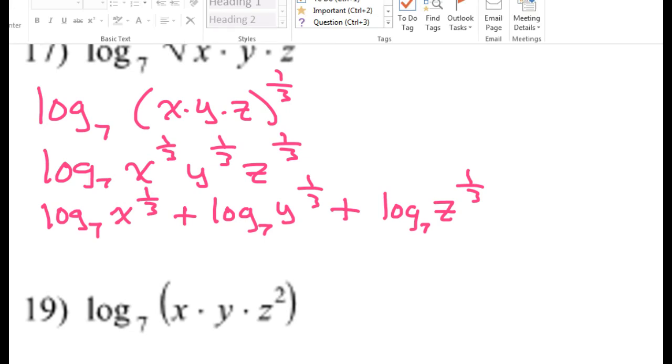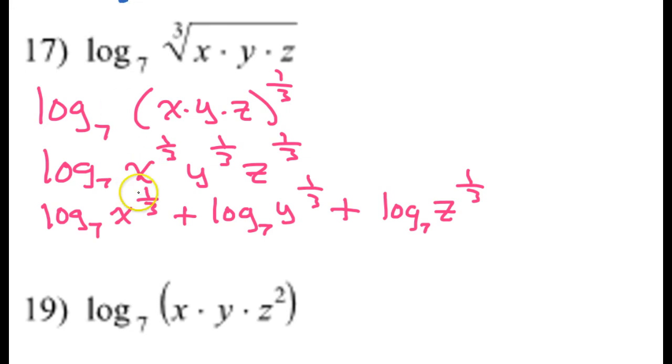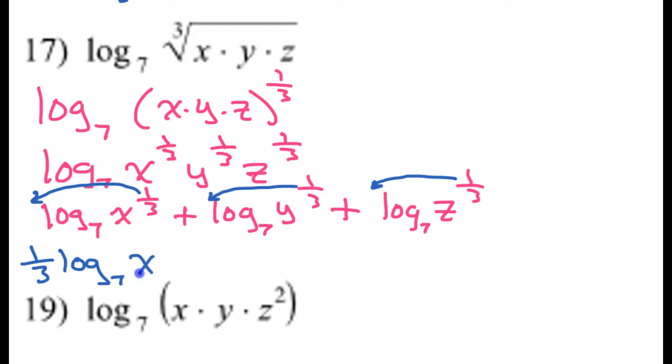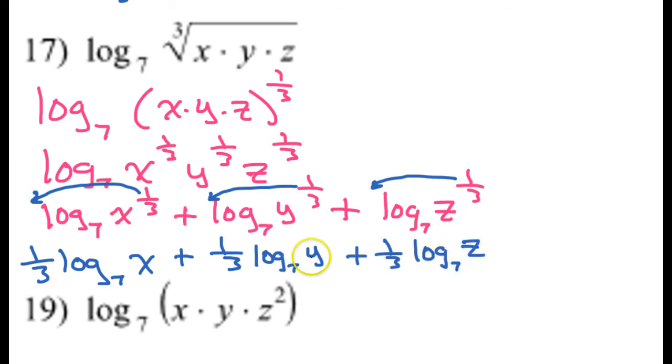Then we will use the power rule, which allows us to put these exponents in the front of each term. So your final answer should be 1/3 log base 7 of x plus 1/3 log base 7 of y plus 1/3 log base 7 of z.